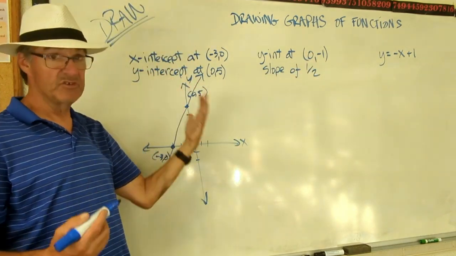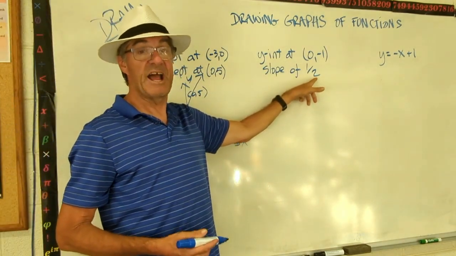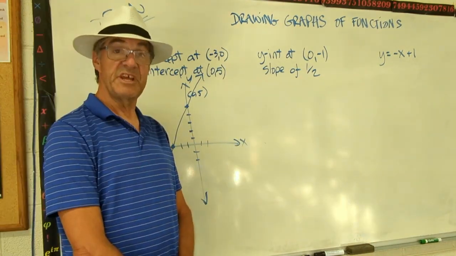Just gave you 2 points. You can draw the line. Now you're going to have to understand what the slope means and how that lets you draw this line. Okay, let's see how you did.